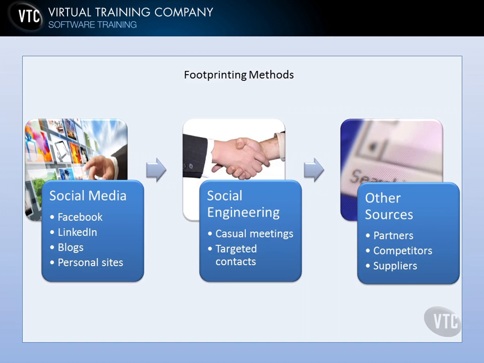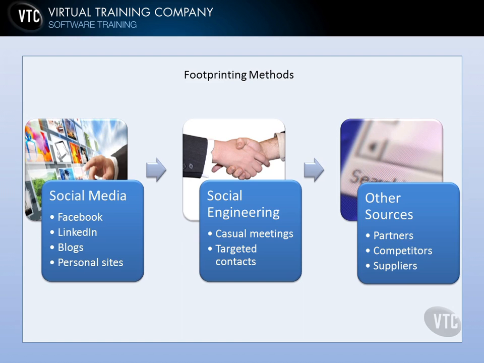Social media is another great source, and this involves, in some cases, watching the social media accounts like blogs, Facebook, LinkedIn, personal sites, and so forth that belong to the organization's employees. And you can get a lot of information about the organization or the individual through social media. People will put all kinds of things on social media without really thinking about it sometimes, a lot of things they shouldn't. So it's a great source for footprinting an organization or a target.